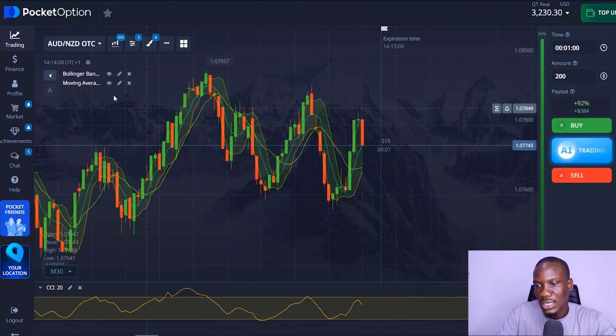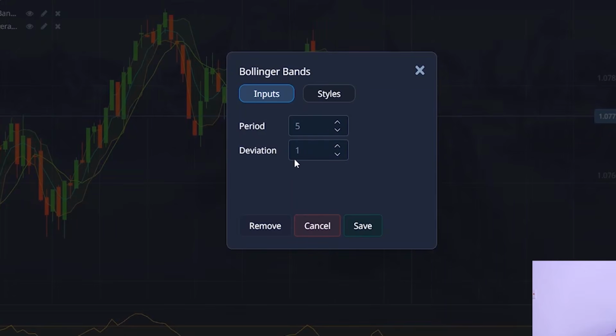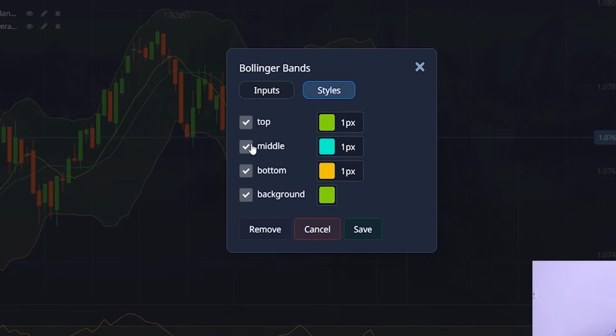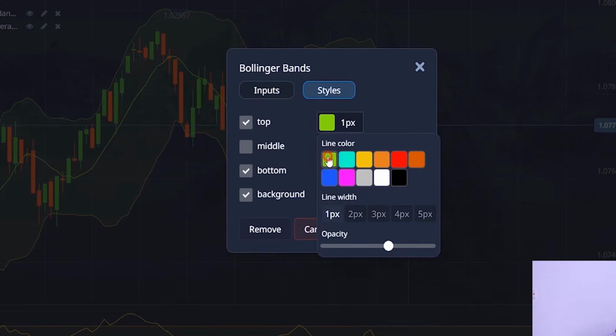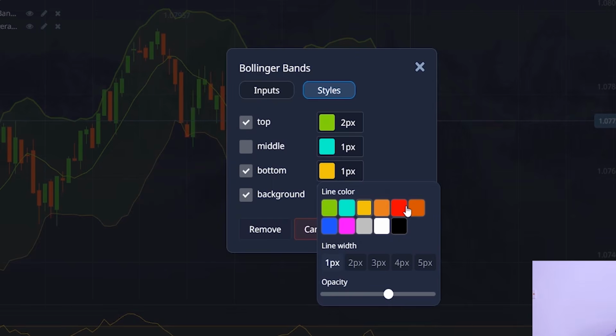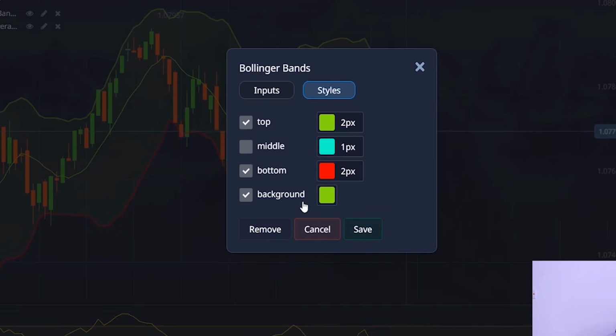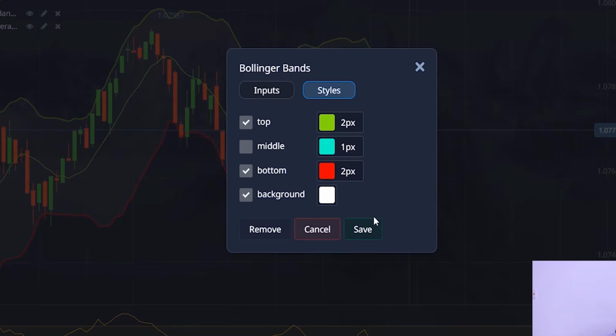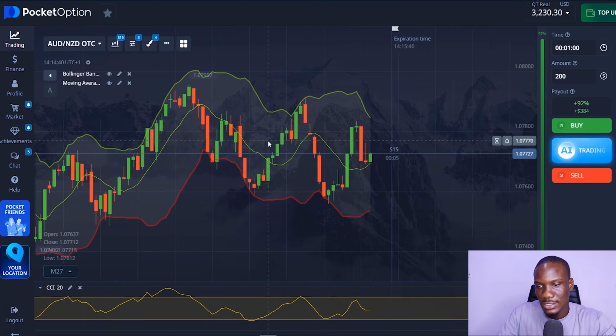So the settings of my Bollinger Band indicator, I'm going to be setting the period to be 14, and the deviation I'm going to be setting it as 2. Right here on the style level, I'm going to be taking out the middle section, while the top section I'm going to be setting it as green, and I'm going to be using it on 2 pixels. At the bottom section, I'm going to be using it as red color, and I'm going to be turning it into 2 pixels. While in the background section, I'm going to be turning it into white and kind of bring it back just like this, so at least I can have a very nice chart right here. You can see what we have right at this particular point.